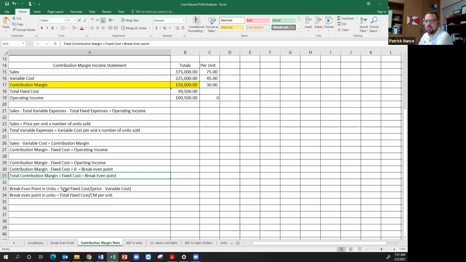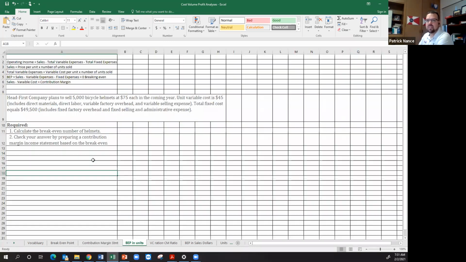Effectively, break-even point in units is my total fixed cost divided by the price minus my variable cost, or the total fixed cost divided by my contribution margin per unit. Those two things are exactly the same, because contribution margin per unit is defined as price minus variable cost. So really they're the same thing said a different way.